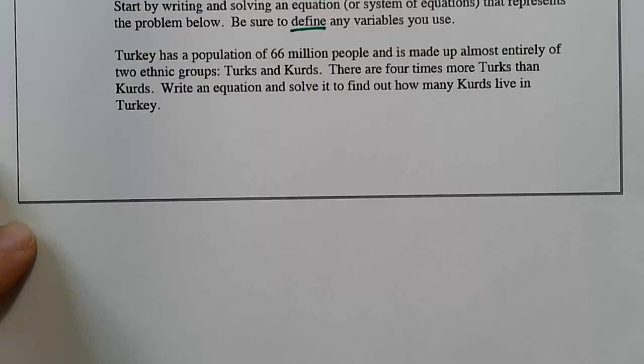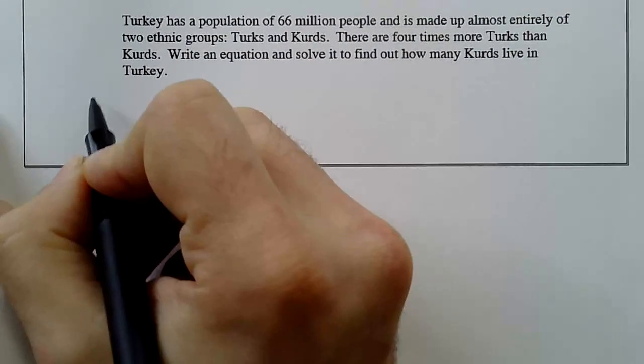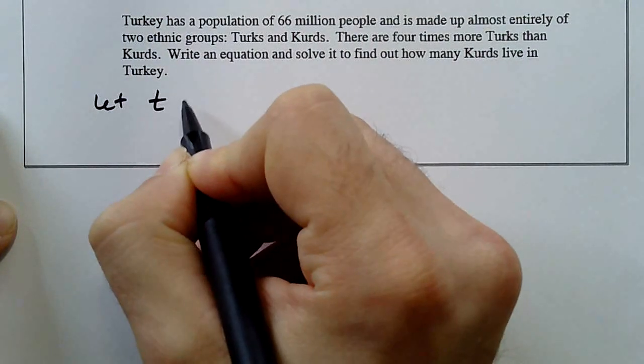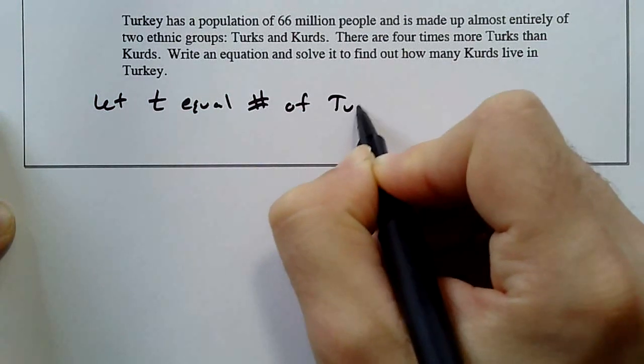So here's the problem. Turkey has a population of 66 million people and is made up almost entirely of 2 ethnic groups, Turks and Kurds. There are 4 times more Turks than Kurds. Write an equation and solve it to find out how many Kurds live in Turkey. So I'm going to have you pause the video now and try to write this, and then unpause and we'll walk through it. All right, so first thing I'm going to do is I'm going to write my let statements. Let T equal number of Turks.